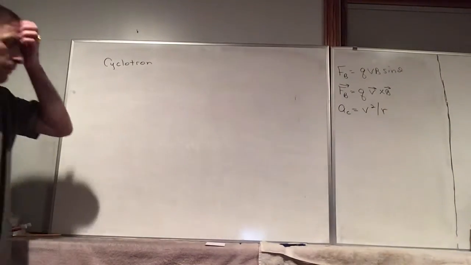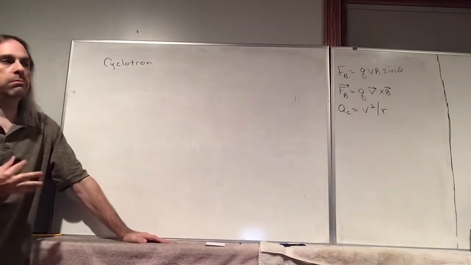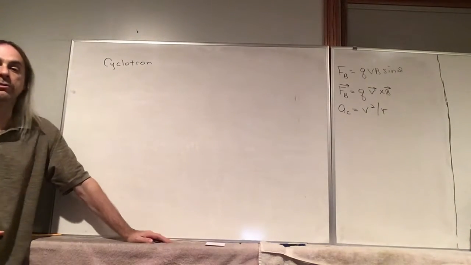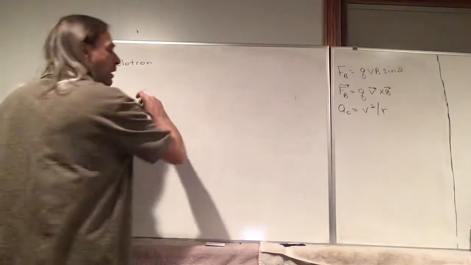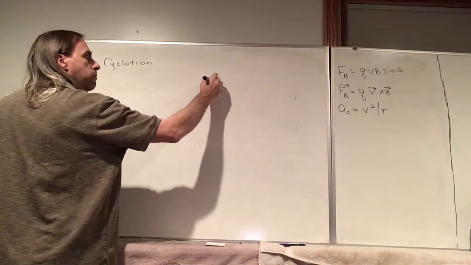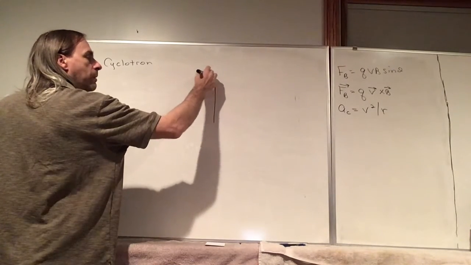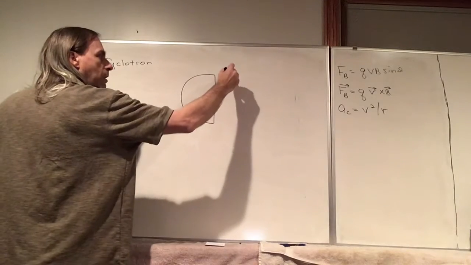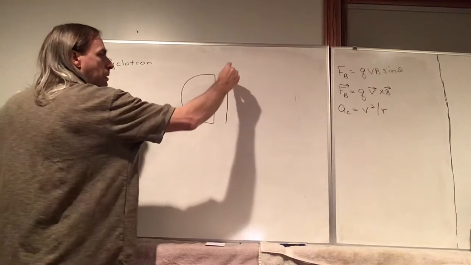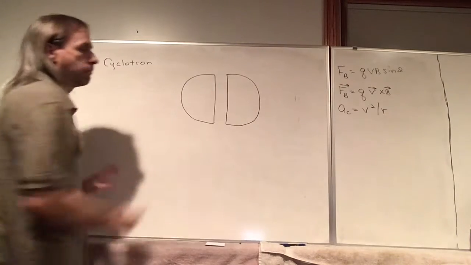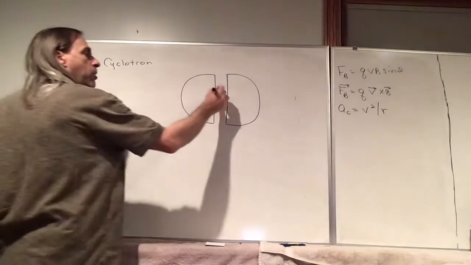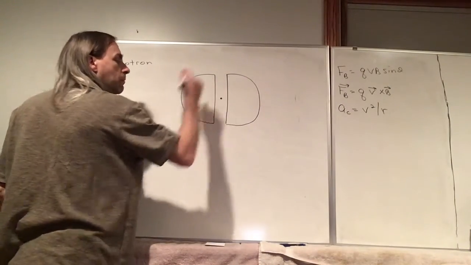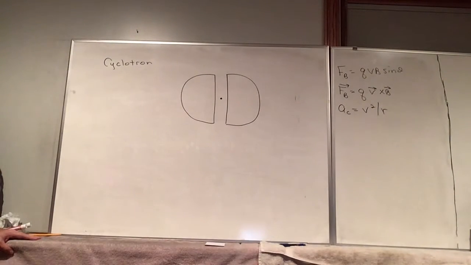Okay, we're going to talk about another very important application of magnetic fields, and that is a device called a cyclotron. Basically, we have two objects that are called Ds because they're shaped like the letter D. Let's say we put a charged particle in the middle of that. So we have some source of charged particles. We place it in the middle.